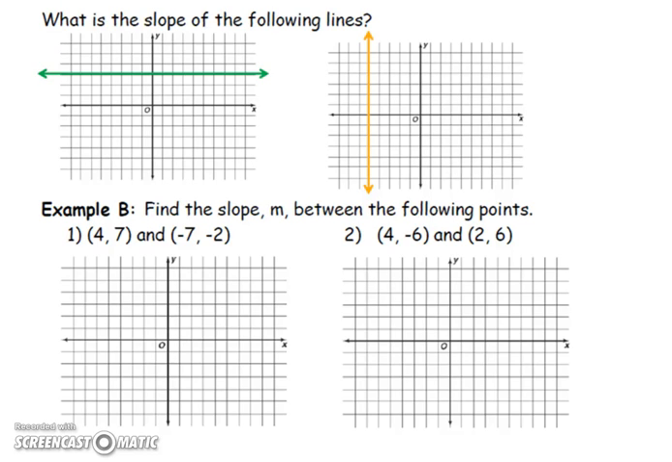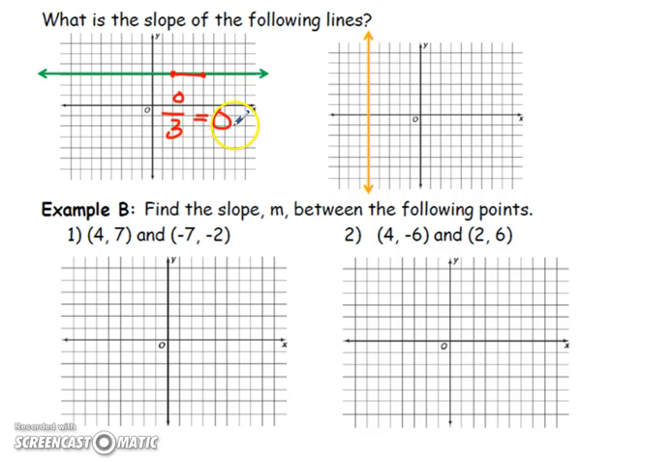Now we're looking at slopes of horizontal and vertical lines. So remember, we're looking for a rise and a run. Looking at this one, the rise is nothing. If I pick 2 points on this line, I'm not going up at all to get to the next point. So my rise is 0. My run, in this case, is 3. So if I do 0 over 3, the answer comes out to 0.